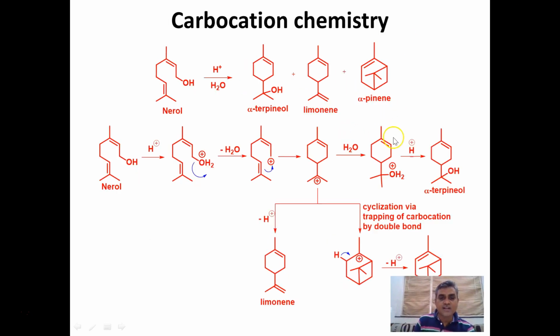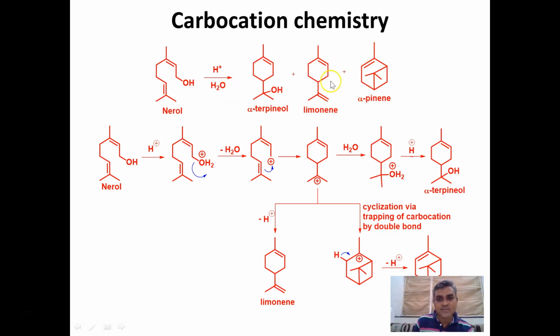Now let us take other transformations of nerol. Nerol is an isomer of geraniol. Nerol under acidic conditions forms alpha terpineol, as we have already seen. Apart from alpha terpineol, it also forms small quantities of limonene as well as alpha pinene. This is a laboratory reaction, and similar reactions are done by nature, but instead of oxygen there is a pyrophosphate, and we will come across the biosynthesis of alpha terpineol, limonene and alpha pinene. The mechanism of this reaction is very much analogous to the biosynthesis of all these molecules.